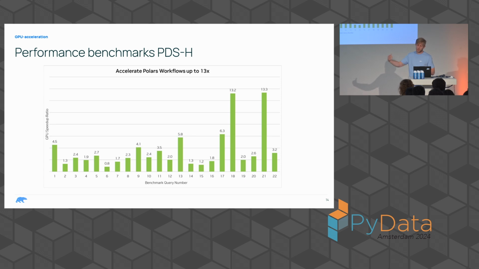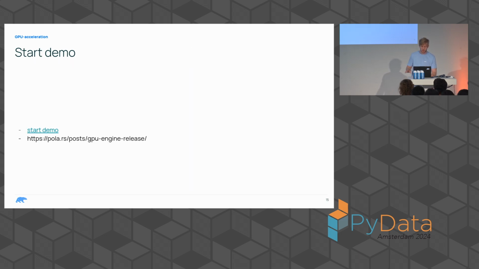On query 21 or query 18, we are definitely CPU bound. This query turns out to have a lot of join operations, a lot of group bys, and if you feed a lot of data through a join operation, you're doing a lot of work. It's just a lot of work to finish that join. And here you can see that a GPU really can make a difference. So you can read more on our GPU engine release.